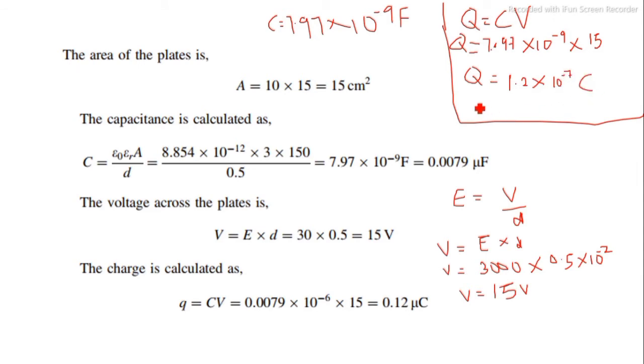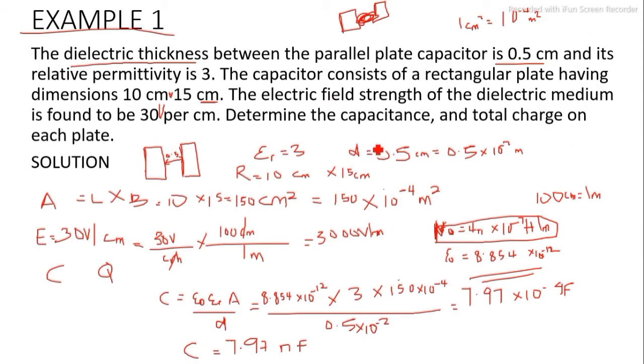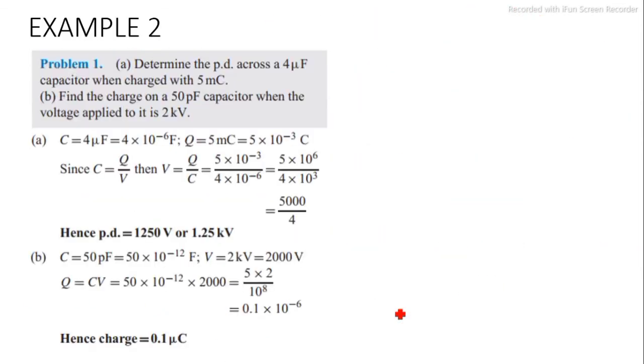If you convert it to microcoulombs, your charge will be equal to 0.12 microcoulombs. So this is the charge on the capacitor, and this is the capacitance of the capacitor. You have to calculate the capacitance and the charge, and we've calculated that. Let's move to the next example.